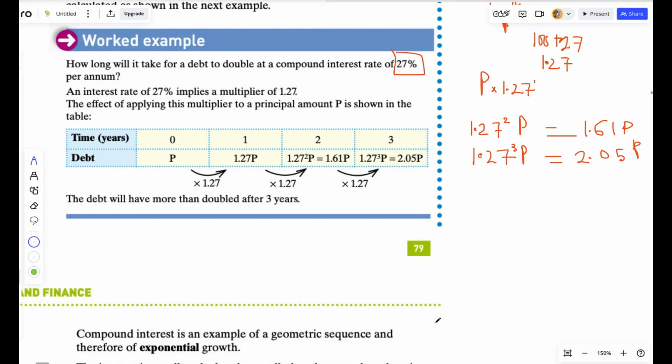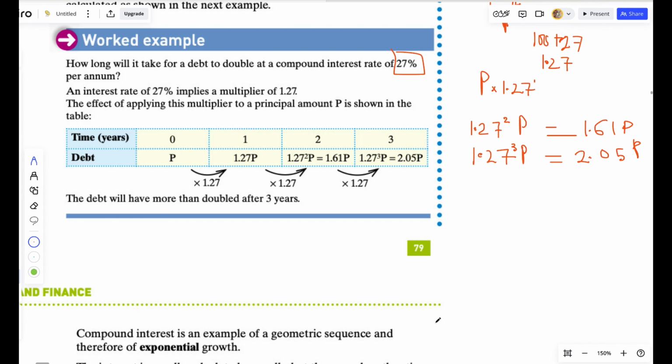Meaning, if you have borrowed $1 million, after 3 years you'll be paying the bank $2 million at the rate of 27%. You see, it's not sustainable. You're going to crash. If you're a businessman, you will not go for this type of loan, because you're going to crash. It's too much.